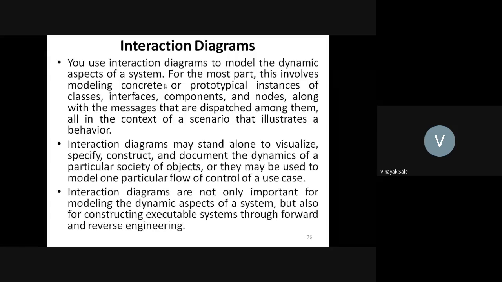So you use the interaction diagram for dynamic aspects. For the most part, this involves modeling concrete or prototypical instances of classes, interfaces, components, and nodes, along with the messages dispatched among them, all in the context of a scenario that illustrates a behavior. Interaction diagrams may stand alone to visualize, specify, construct, and document one particular flow of control. They are important not only for modeling the dynamic aspects of system, but also for constructing executable systems through forward and reverse engineering.